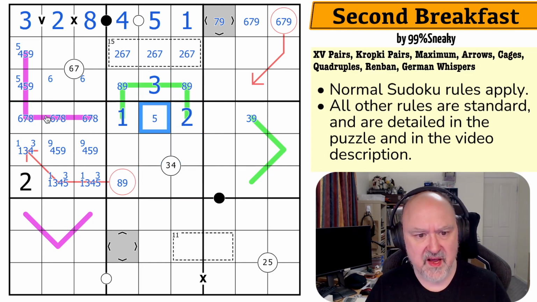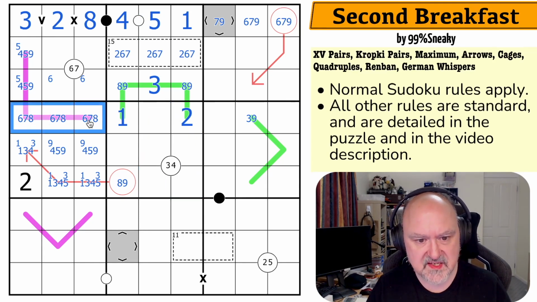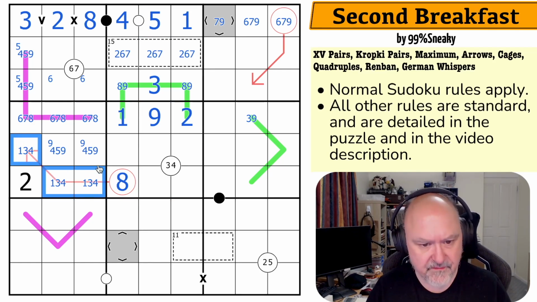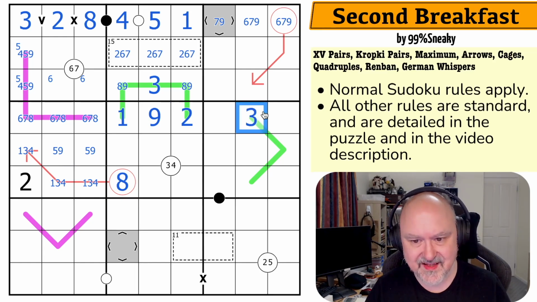It could be 5. It can't be 5 because it sees a 5 here. So it can't be 1, 2, 3, or 4, or 5, or 6, 7, 8. That's a 9. Which means this is 8, which means this is 1, 3, 4. There's no 5 on this. This being 1, 3, 4 means there's no 4 here. This is 5, 9, but the 9 is looking across, making this the 3.